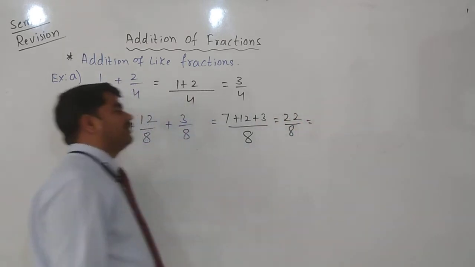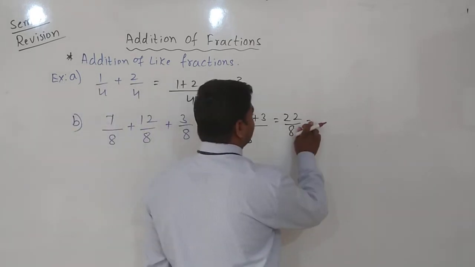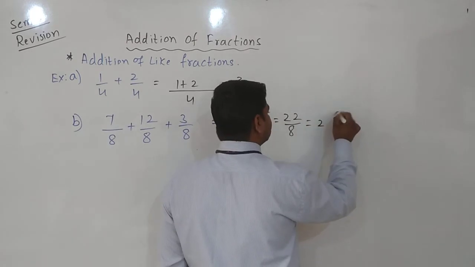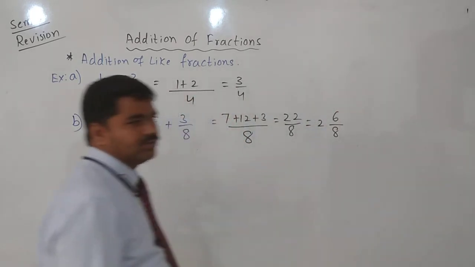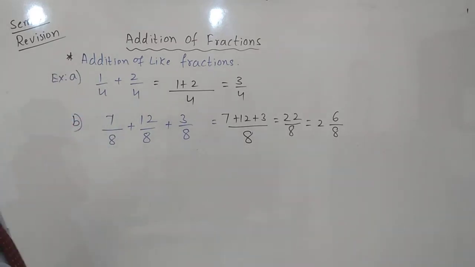Reduce to its lowest term. 8 3s are 24, 8 2s are 16, so 2 as an integer, then again 6 by 8. 2 8s are 16 plus 6 is 22. This is reducing to its lowest form. Yes, clear? Okay, one more.